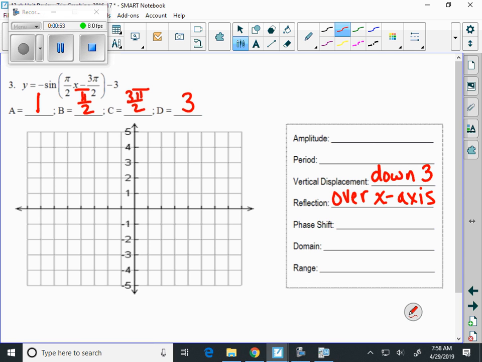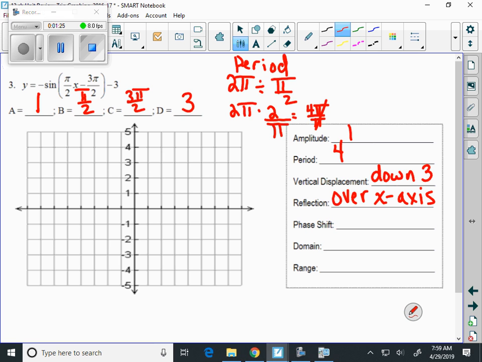Our amplitude is 1. To figure out our period, we're going to take 2 pi divided by pi over 2, which is the same thing as 2 pi times 2 over pi. And what we find here is that we get 4 pi divided by pi, which is really 4. And let's put that on our graph right now. 1, 2, 3, 4.